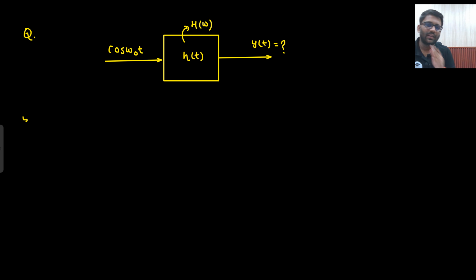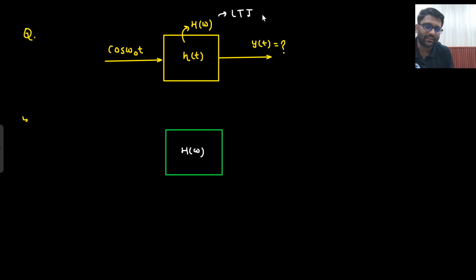Okay. Now cos omega naught t. What will be the output y(t) if the applied input is cos omega naught t? So this is a very good question. This is your LTI system which is defined by H of omega. What does that mean? That means the LTI system is stable. The only conclusion is that the LTI system is stable. It is causal, even, odd, nothing is there. Only the LTI system is stable.